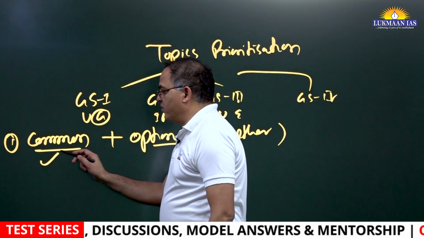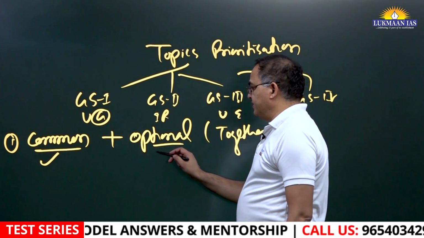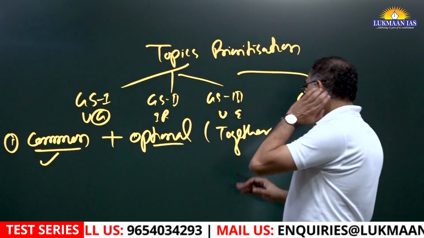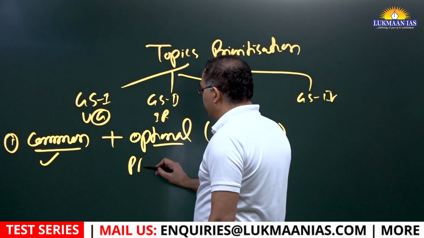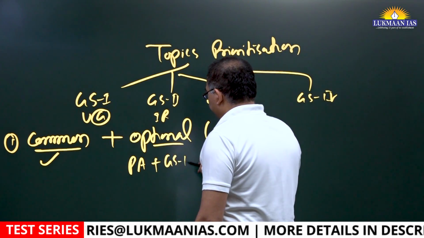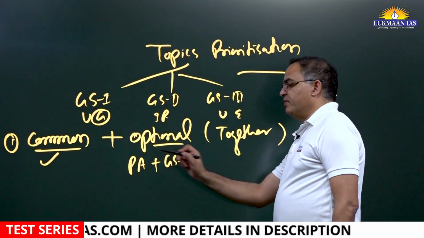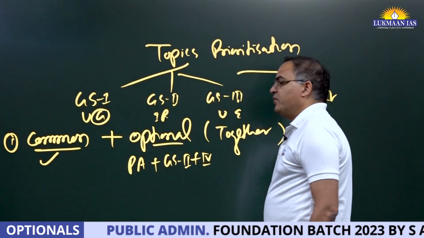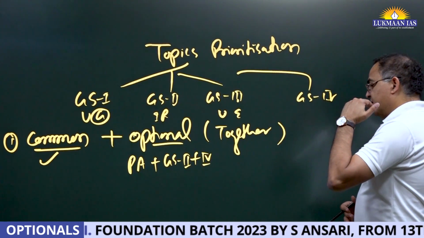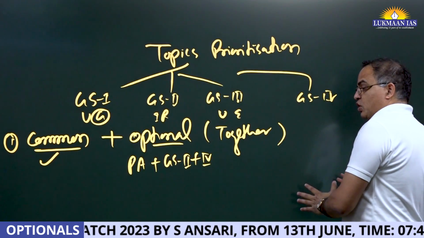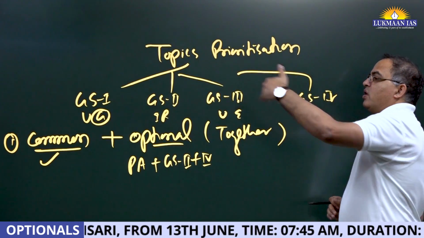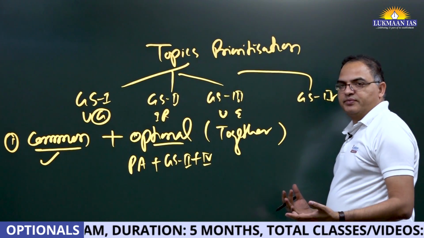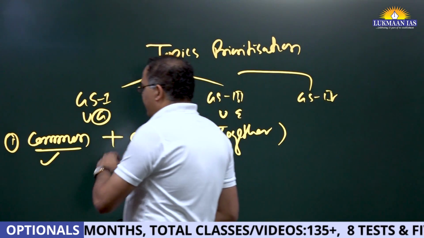You identify the common topics, and then see whether they match with your optional. If you have humanities, like public administration, it matches GS second. You should prepare GS second with public administration, plus the ethics paper also. So GS paper second, public administration paper second, and ethics can be prepared together. Ultimately, you have to perform in the examination, not in the test series. That is not the objective. This you have to understand. So that can be one aspect.